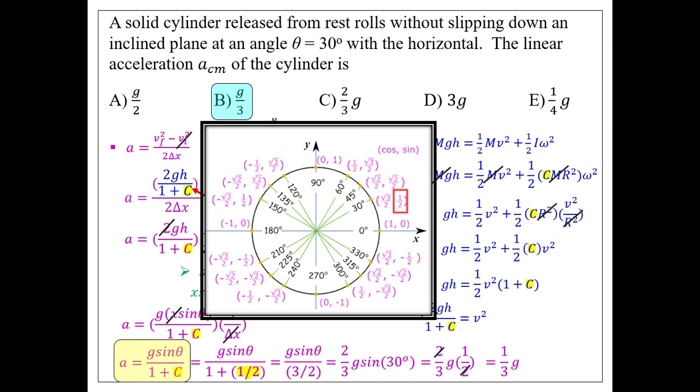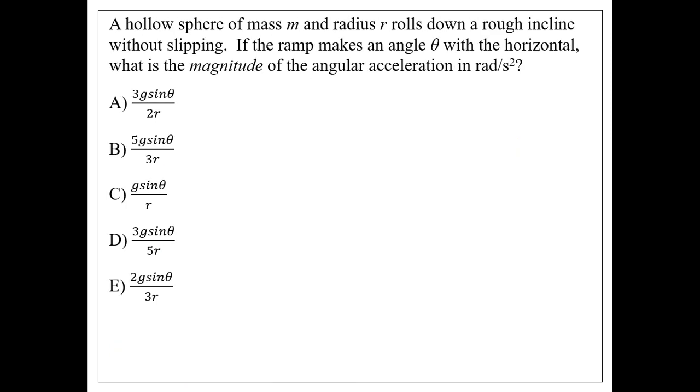Okay, last one in this particular video. So here we have a hollow sphere though, right? The last couple of examples have been solid cylinder. It doesn't really matter. Pay attention to the shape. Here we have a hollow sphere. It rolls down some ramp, and it wants us to find the angular acceleration, aka alpha. And here are your choices.